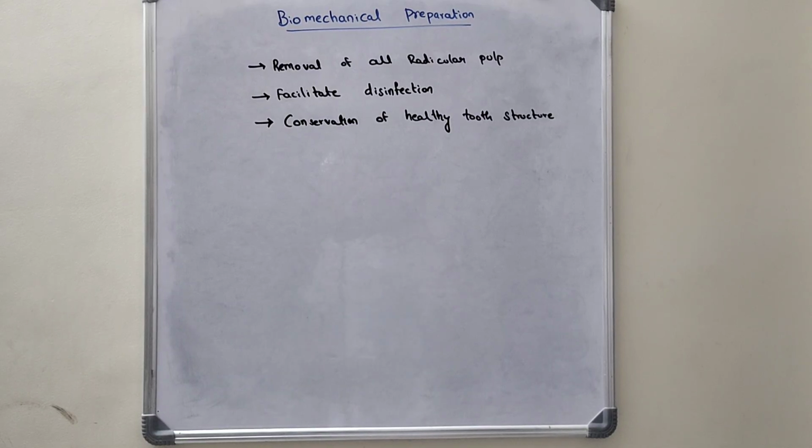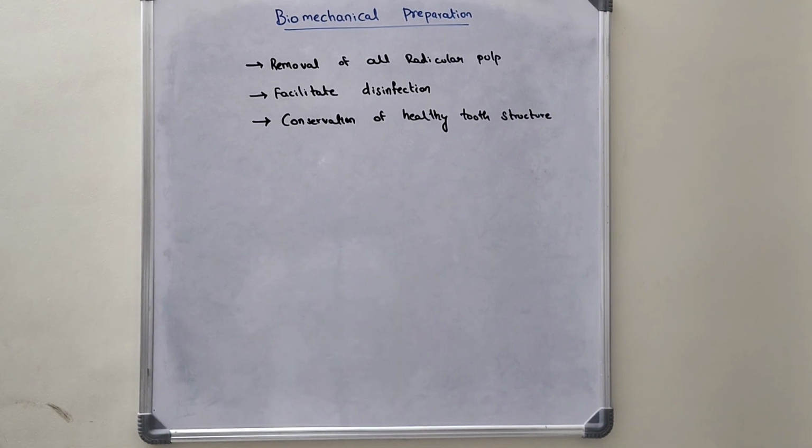Hello everyone. After a successful access opening, the thing that follows is the biomechanical preparation. So what is a biomechanical preparation and what do we do in it? What we ensure is that we remove all the radicular pulp tissue. No pulp tissue has to be left in the canals. If any pulp tissue is left in the canals, then there is a high chance that the patient will have post-operative pain or infection also.